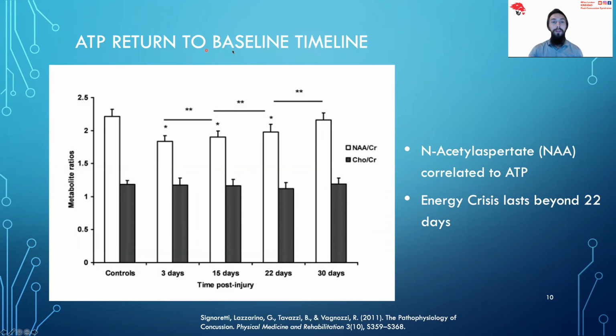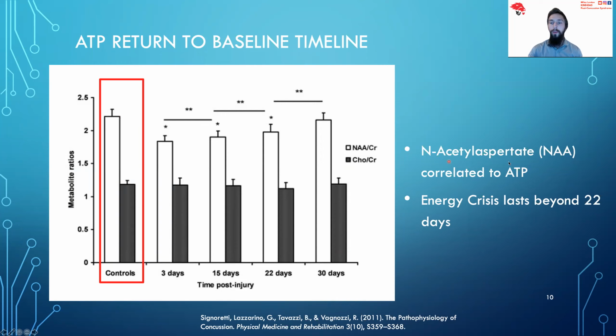So, ATP return to baseline timeline. I highlighted energy crisis. There's an increased usage and a decreased production. N-acetyl aspartate, NAA, is correlated to ATP. What we're looking at here, we can take note of these white bars. For our controls, we see the white bar is about this.